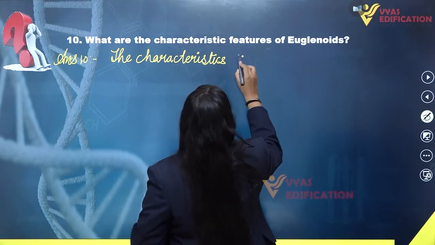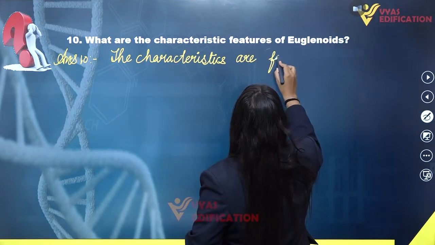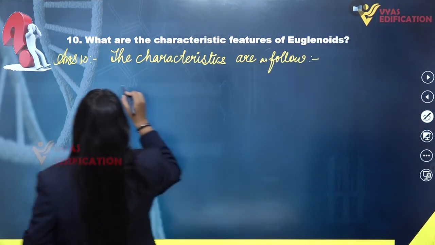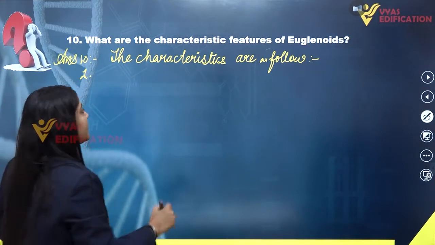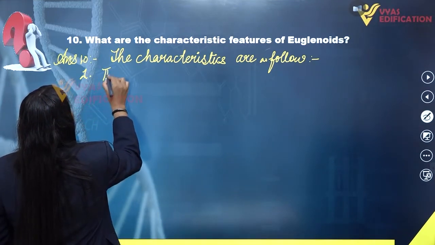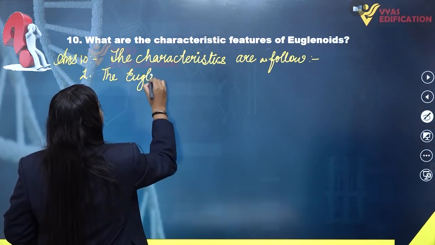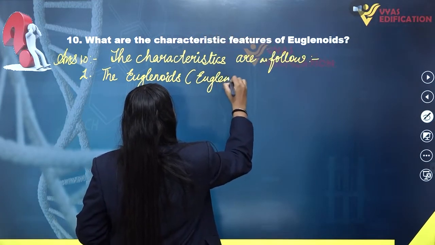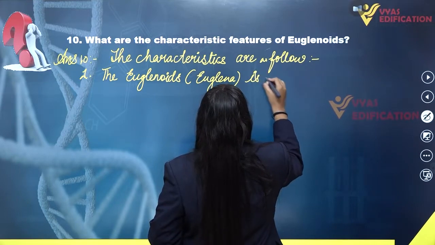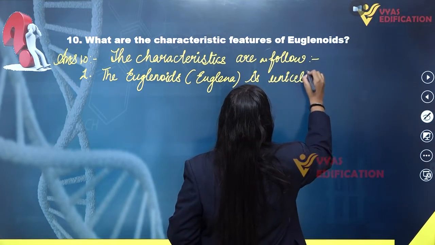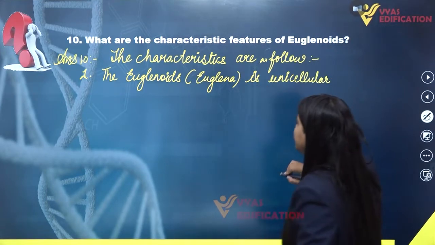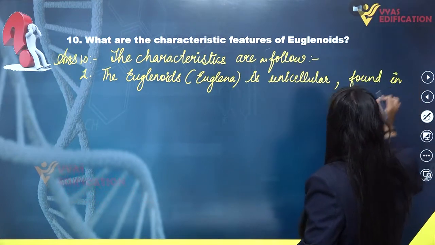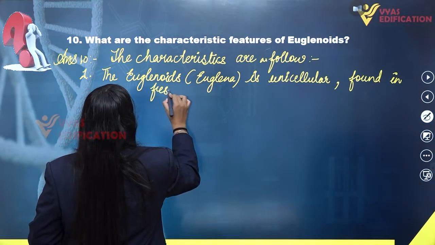We are talking about the characteristics of euglenoids. The first characteristic is that euglenoids such as euglena are unicellular. That means the body is composed of only one cell. They are unicellular in nature and can be found in fresh water.